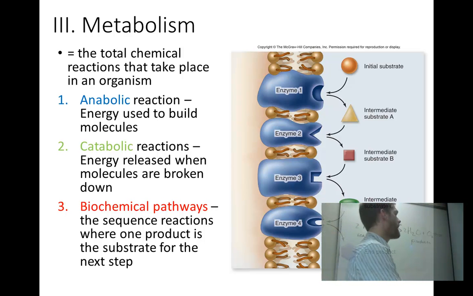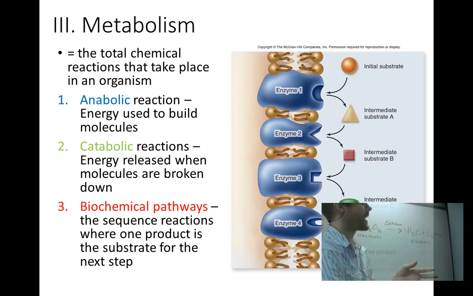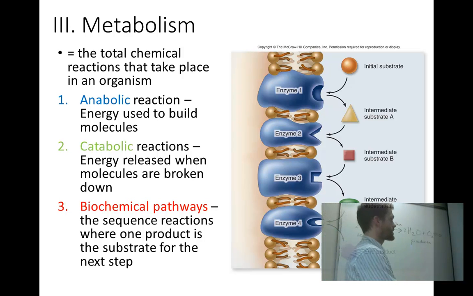The biochemical pathway then is the sequence of reactions required to make an anabolic reaction or to make a molecule or to break it down. It usually happens with a bunch of different enzymes, and from one step to the next, the product of one is usually the reactant of the next step.